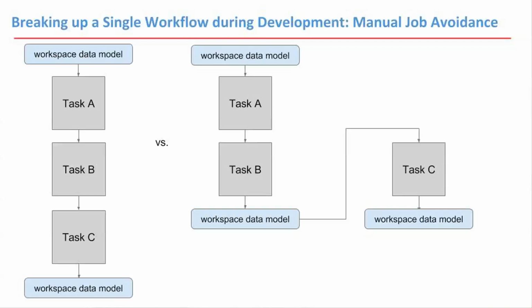So in this case, say tasks A and B are pretty much well debugged. They seem to be working well, but I'm having issues with task C. So what I would do is have 2 workflows, one that runs A and B and writes the results back to the data model, and then my iteration and testing only involves a single workflow that runs task C. So I'm not rerunning tasks A and B all the time. This is just a kind of poor man's manual job avoidance that you might want to engage in during workflow development and testing.